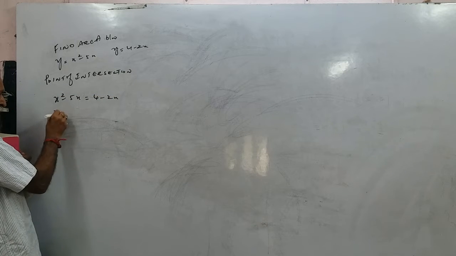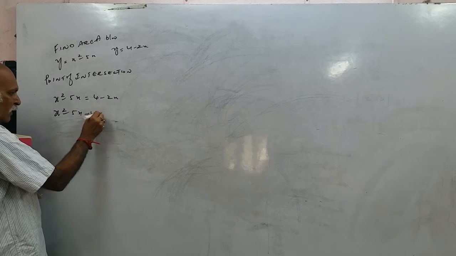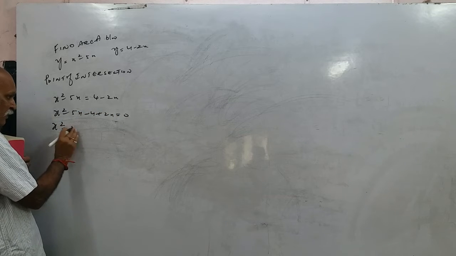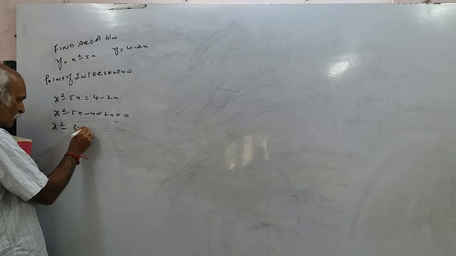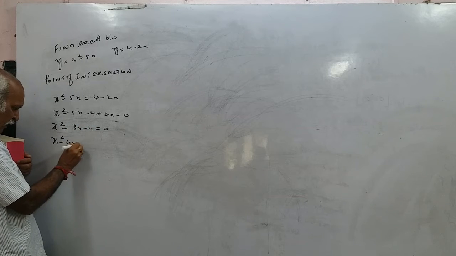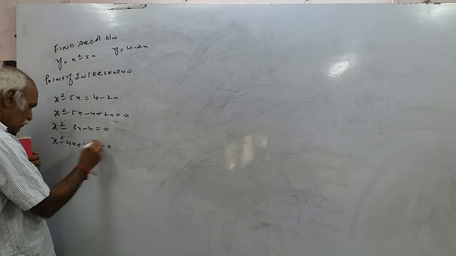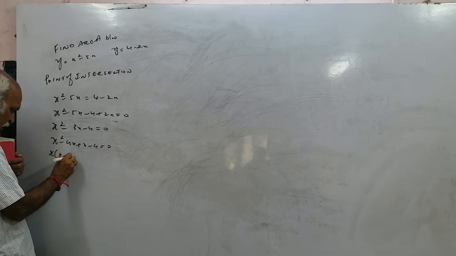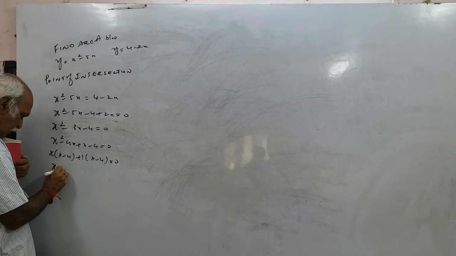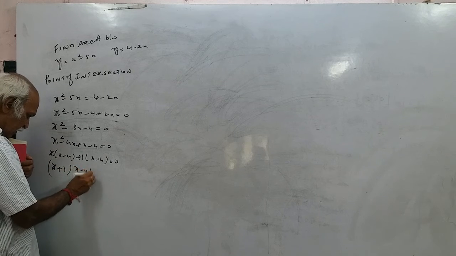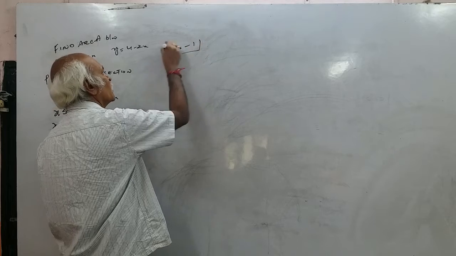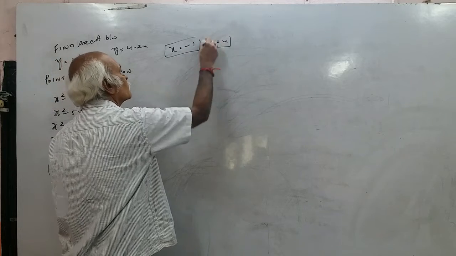Bring the terms this side. x square minus 5x plus 2x minus 4 is equal to 0. X square minus 3x minus 4 is equal to 0. So x square minus 4x plus x minus 4 is equal to 0. X common, x plus 1 into x minus 4 is equal to 0. So what are the values? X is equal to minus 1, x is equal to 4.